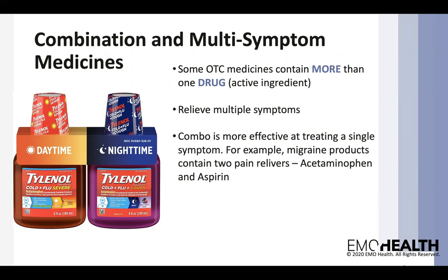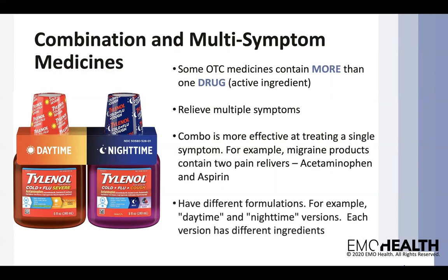A good example is a migraine product. Many of these contain 2 pain relievers, for example, acetaminophen, which is the main ingredient in Tylenol, as well as aspirin. Or it may have different formulations. So, for example, a daytime and nighttime version. Now, each version will have different ingredients.